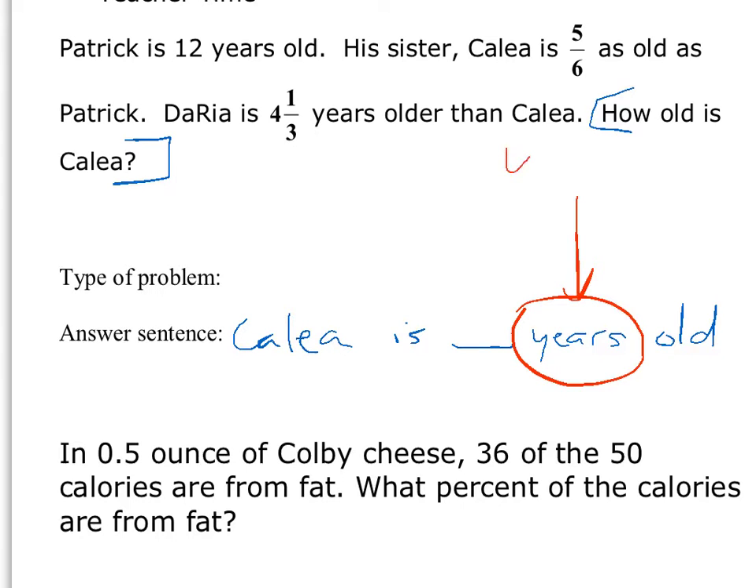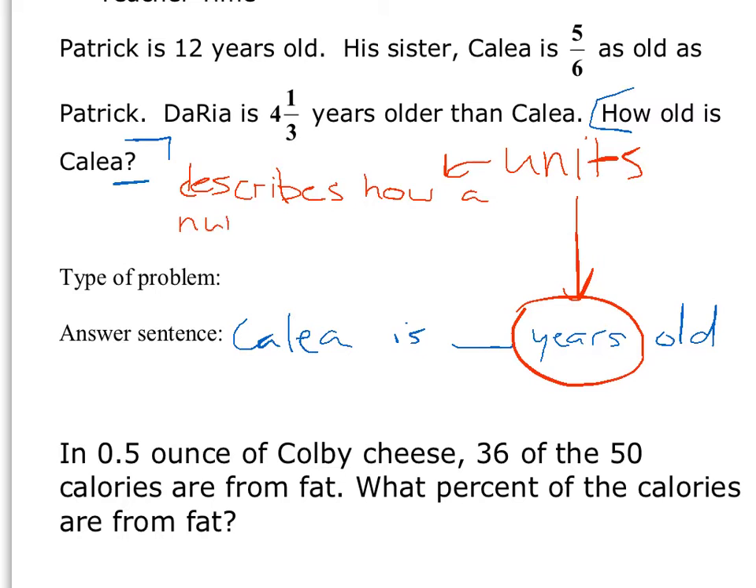So this is where we're going to put down our definition of units. This is our unit, or units. And our definition for units is, sorry, I don't like how. I like describes how a number is measured or counted.